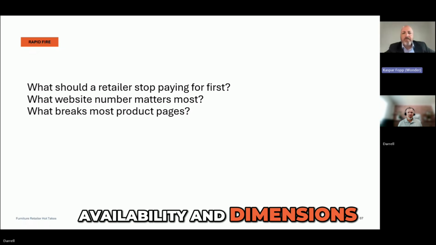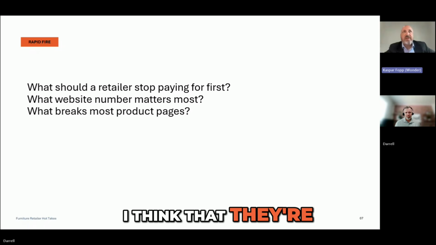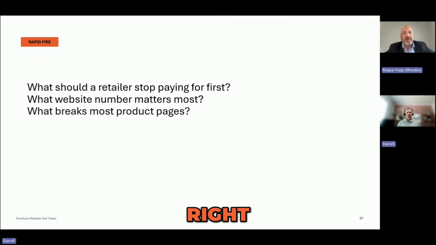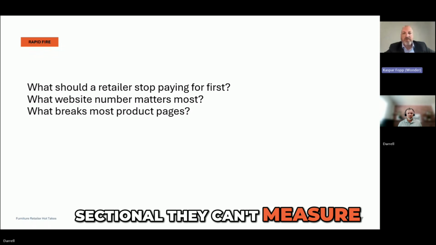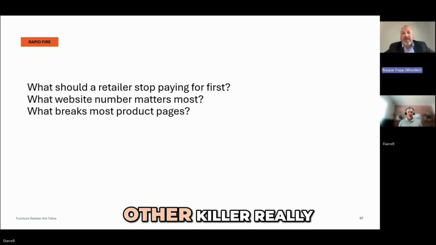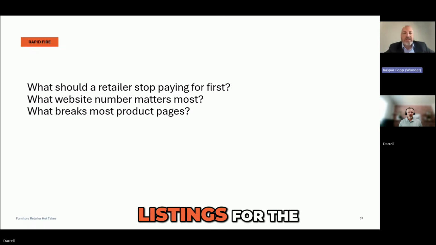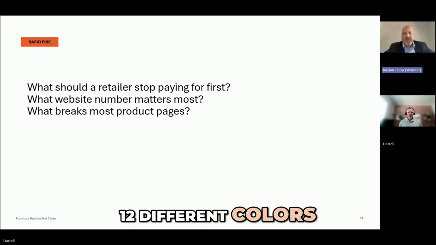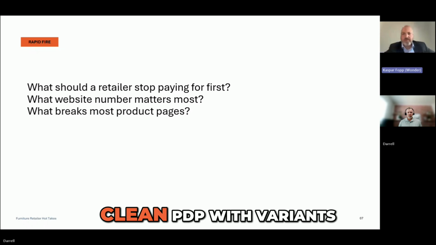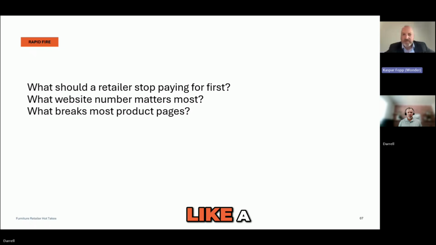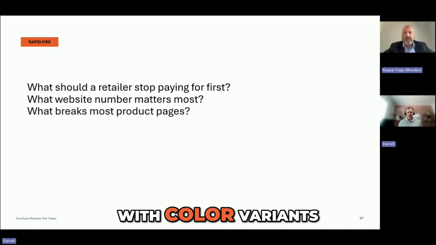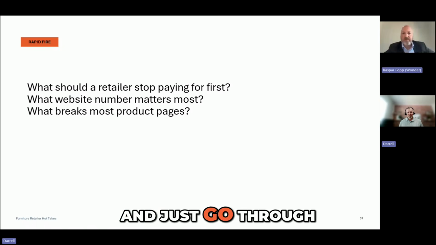Availability and dimensions, I think, in furniture, are the purchase decision. Nobody buys a sectional they can't measure. And I think the other killer really is 12 separate listings for the same product in 12 different colors, for example, instead of a clean PDP with variants, like a product page with color variants. And then I click on the colors and just go through it.